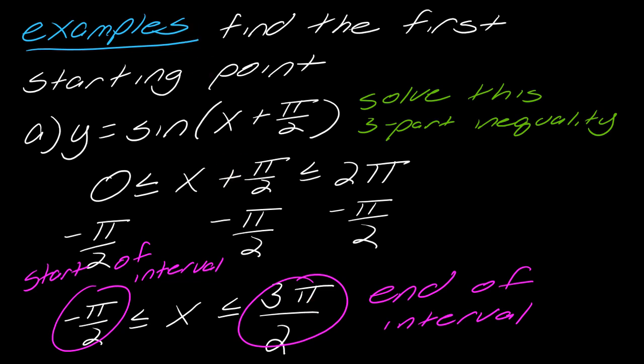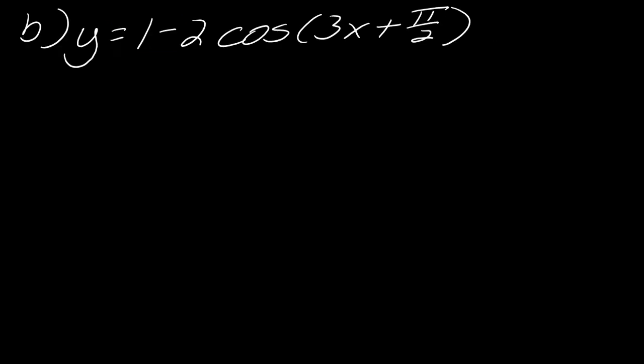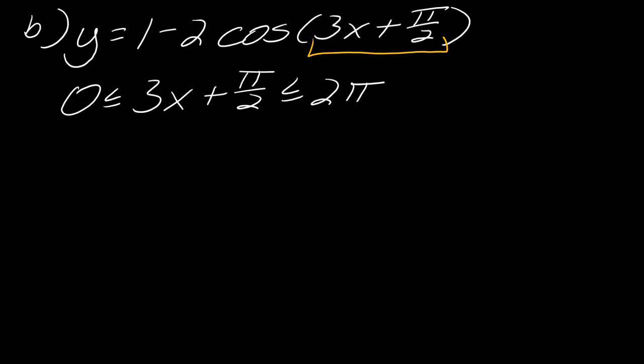Okay, so let's look at another example. We've got y equals 1 minus 2 cosine of 3x plus pi over 2. Again, all I care about now is just the starting and ending point. So I'm going to take this inside part, wedge it between 0 and 2 pi, and then go through the work to solve for x. To check that you understand this, I recommend that you pause here and try to work this out on your own, and then hit play when you're ready, and I'll show you the steps. If you made a mistake, you'll just learn from it, and it'll be fine and we'll move on. So pause here, hit play when you're ready.